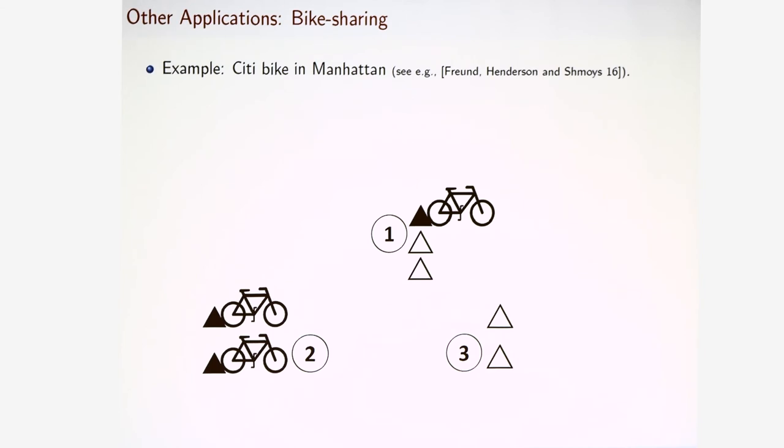So now I'll briefly talk about other applications. In the last two slides, I talk about other applications of the model we are considering. First example is the city bike system in Manhattan. In this system, there are a fixed number of bikes circulating. It's very similar to the ride-sharing model. However, there's one difference, which is the number of docks at each location is fixed. So basically, the state space, as I mentioned, is the intersection of the probability simplex and the box constraint.